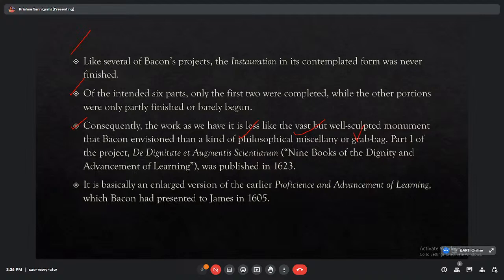Part 1 of the project, De Dignitate et Augmentis Scientiarum, 9 books of the dignity and advancement of learning, was published in 1623. It is basically an enlarged version of the earlier Proficience and Advancement of Learning, which Bacon had presented to James in 1605. So the work we have is less like the vast but well sculpted monument that Bacon had dreamed of creating.